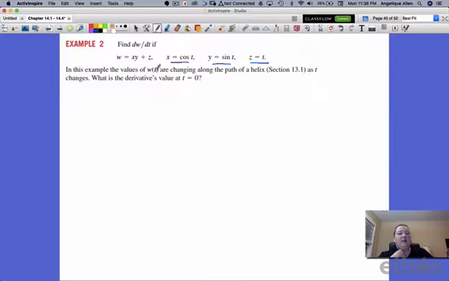So in this example, the values of w of t are changing along the path of a helix. Do you recognize this set of equations as a parametric definition of a helix? Well, if we considered this x and y and we filled this into a sphere's equation now, okay, we could put the plus z squared equals r squared, but I just want you to focus on this part right now.